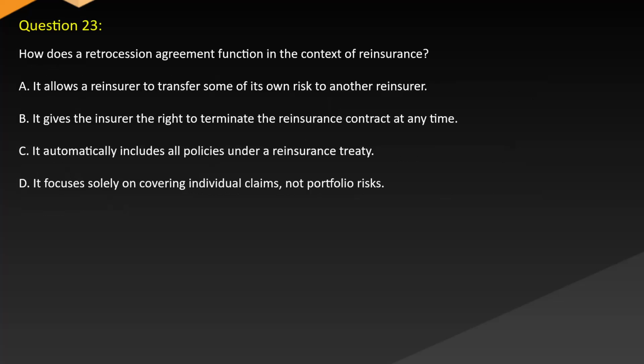Question 23. How does a retrocession agreement function in the context of reinsurance? A. It allows a reinsurer to transfer some of its own risk to another reinsurer. B. It gives the insurer the right to terminate the reinsurance contract at any time. C. It automatically includes all policies under a reinsurance treaty. D. It focuses solely on covering individual claims, not portfolio risks.